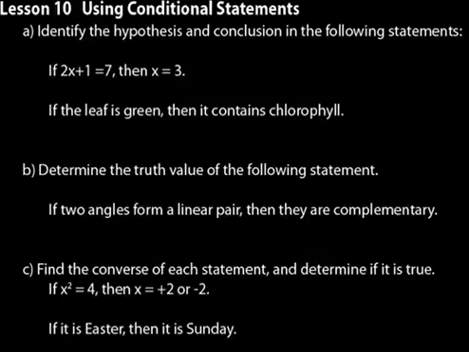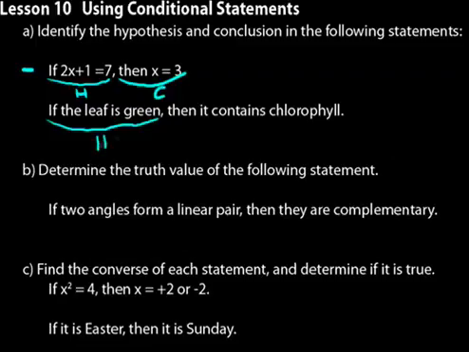So on this first one, if 2x plus 1 equals 7, then x equals 3. Identifying the hypothesis, that would be this part here, and so I'm just going to put H for hypothesis, and then I'll put C for conclusion there. And then the next one, if the leaf is green, there's the hypothesis, then it contains chlorophyll. That's the conclusion.